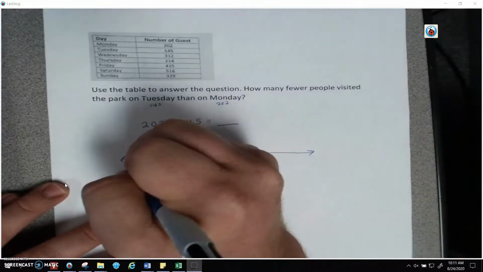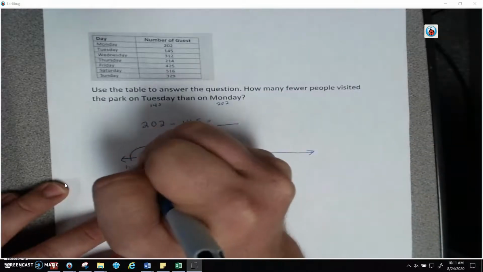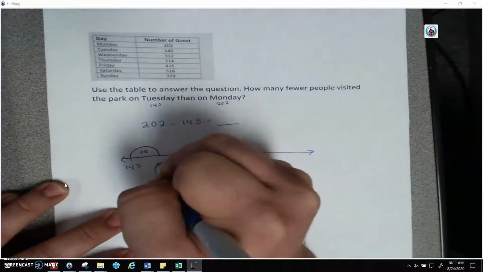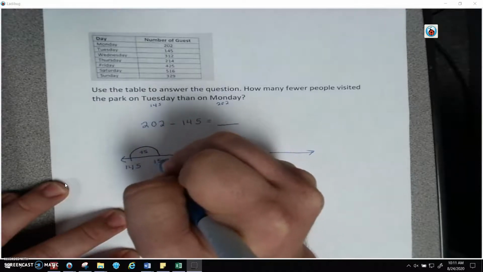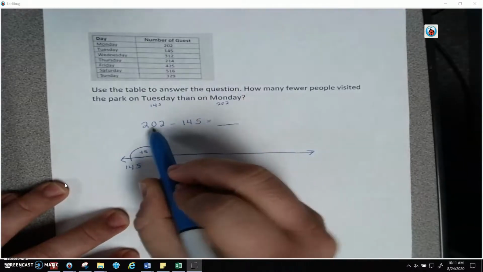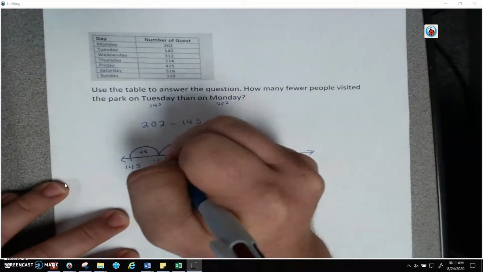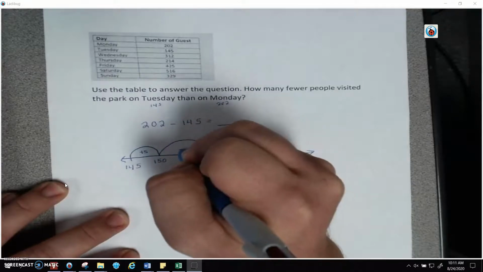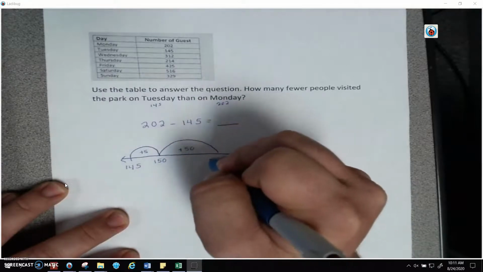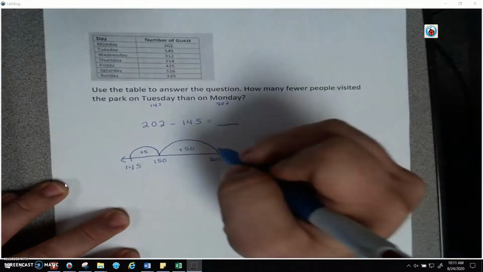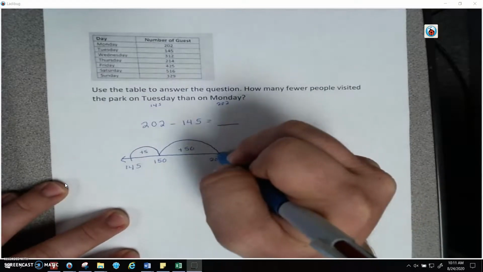What I'm going to do first is add 5 to get a friendlier number. When I do that, I would be at 150. So I'm not at 202 yet. But now that I'm at 150, I can easily add another 50. That would put me at 200. And now I see that I just need to go 2 more.